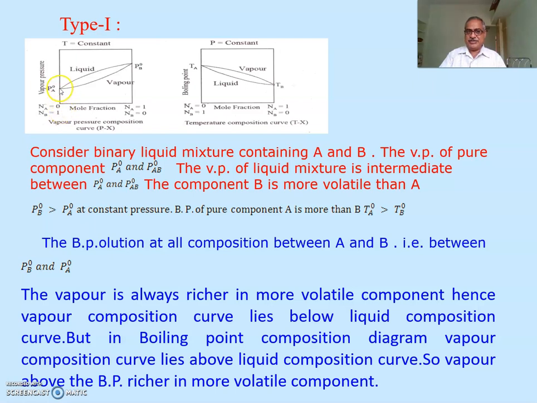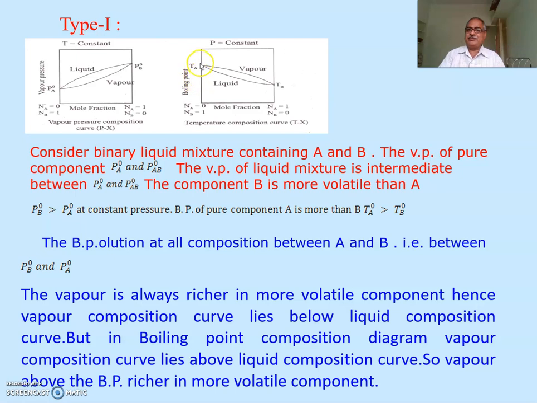This is the vapor pressure. When a component has a low pure vapor pressure, its boiling point is high. Now consider a binary liquid mixture of components A and B. The pure vapor pressures are P0A and P0B, and the vapor pressure of the liquid mixture is intermediate between P0A and P0B. Component B is more volatile than component A. Conversely, when the vapor pressure is smaller, the boiling point is higher.